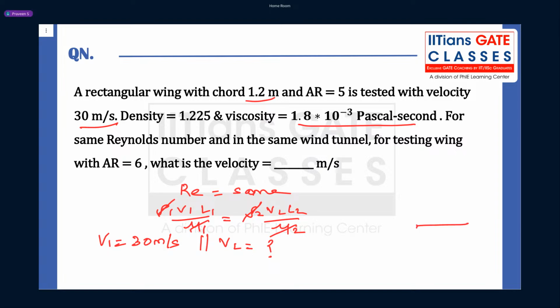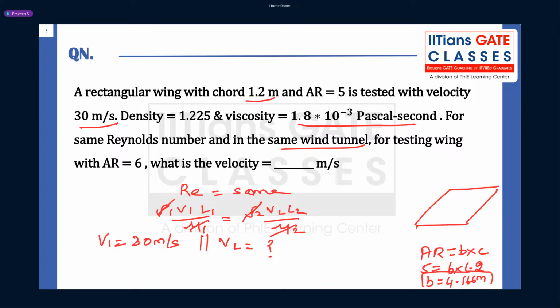It's a rectangular wing, by the way. So the aspect ratio can be obtained as the span over the chord. Since he mentions the same wind tunnel, the span will remain fixed and only the chord can be varied. So I can write 5 is equal to B by 1.2. From here I can get B as 4.166 meter. Let's keep that aside.